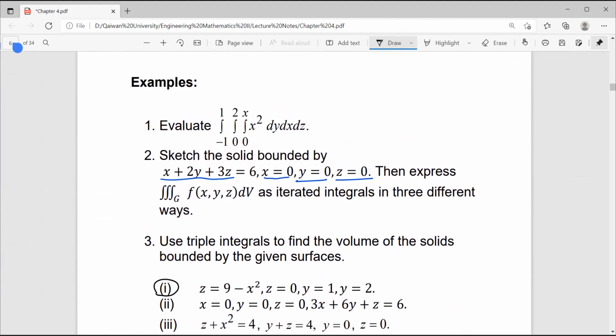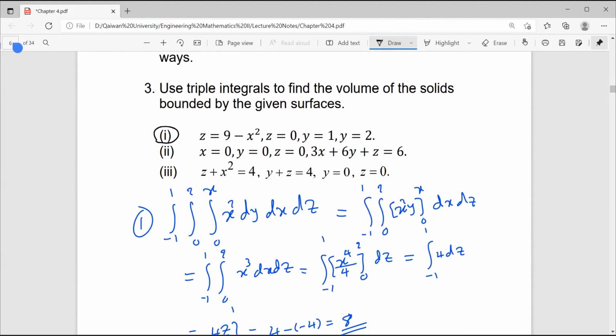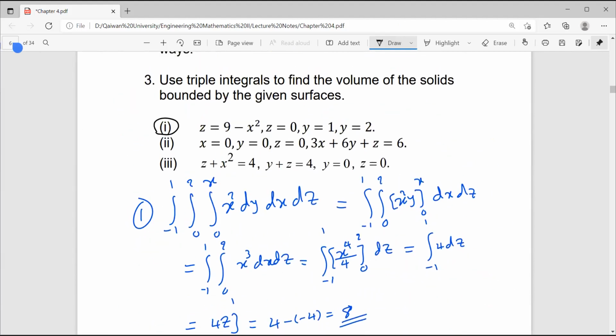It's the same as this one. It's similar to this one actually. Only the coefficients of x, y, and z are changed. Let's do it. X, y, z are 0. 3x plus 6y plus z equals 6.